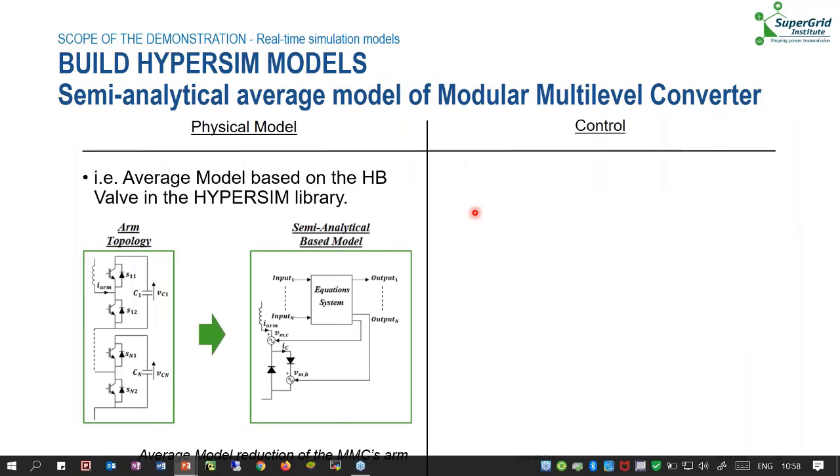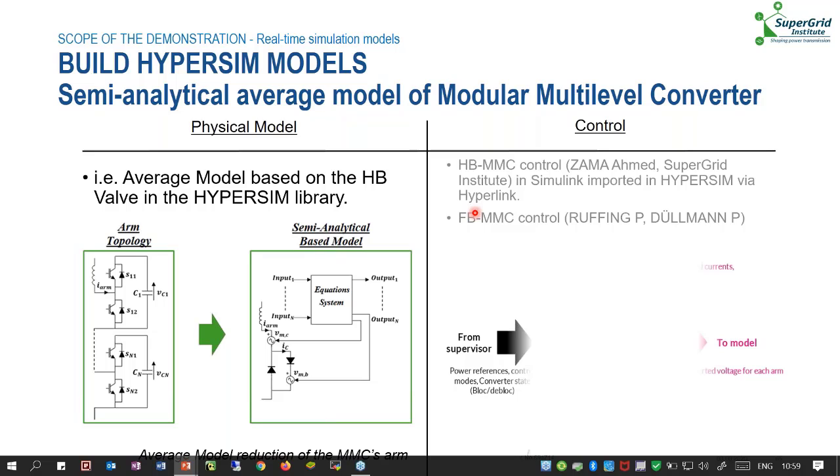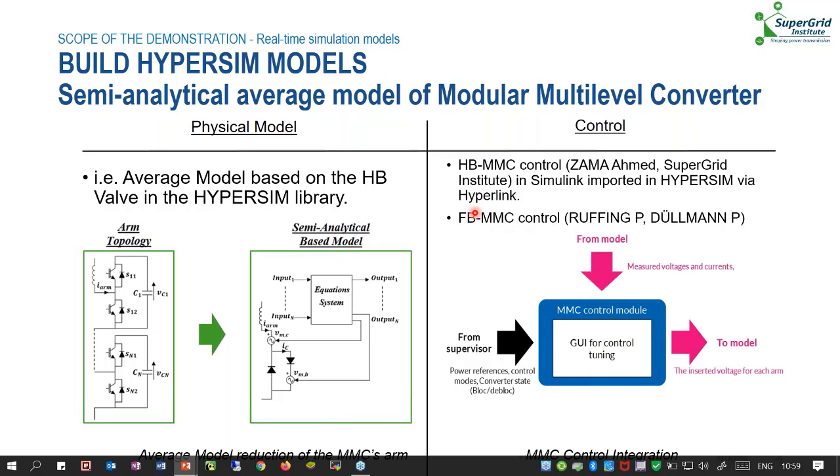For both MMC topologies, half bridge and full bridge, we used a semi-analytical average model. This model can represent the behavior of the MMC converter under normal and faulty conditions, so we can perform fault studies to validate our protection sequences. Supported by SuperGrid and RWTH researchers, we were able to implement both the physical and the control models in HYPERSIM. Due to the complexity of such technology, we had to spend several months trying to find a stable version for our MMC models.